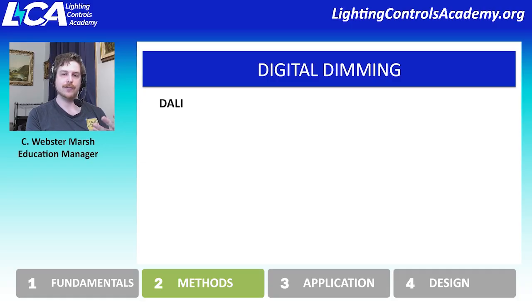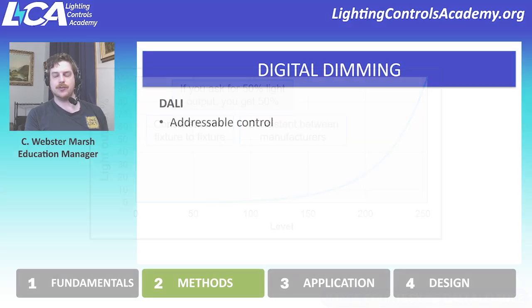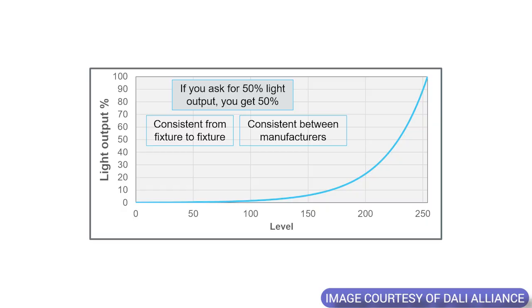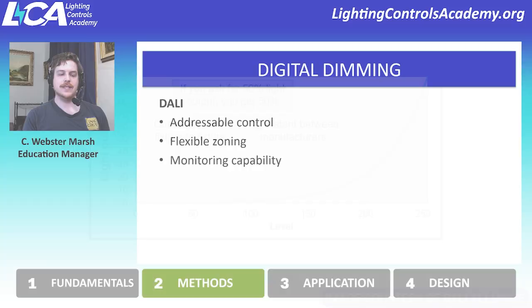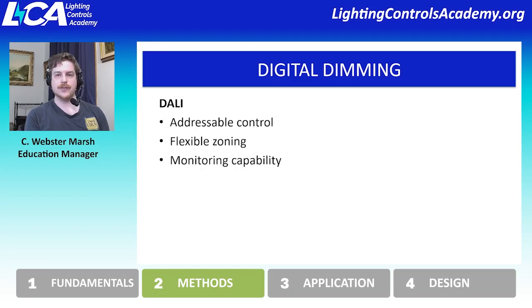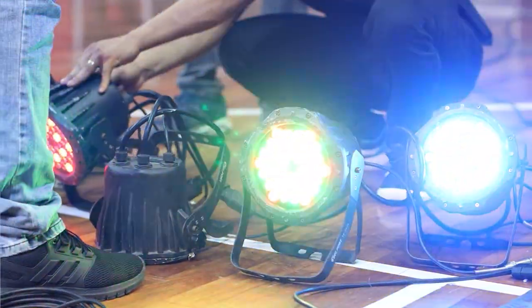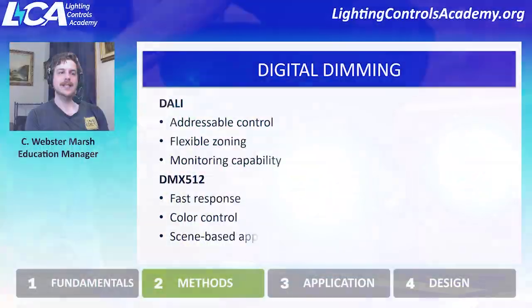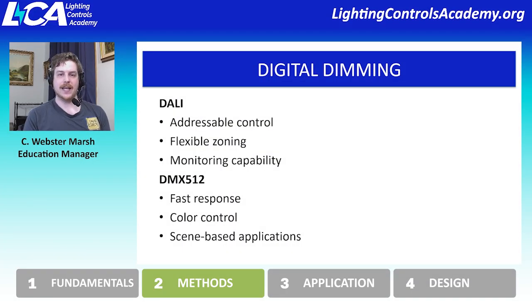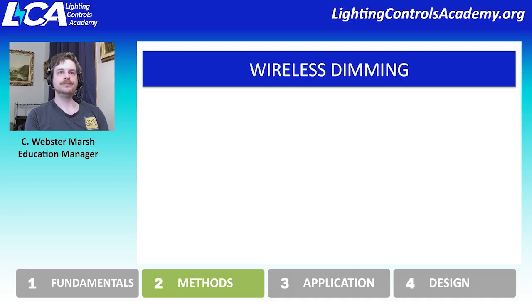Digital dimming, so Dolly is one. It's an addressable control. It creates flexible zoning opportunities, and it has monitoring capability so that you can see how the drivers are reporting on the network. DMX512, on the other hand, is a very fast response type protocol. It has the ability to do really good, robust color control, and it can create scene-based applications. Dolly can also do scene-based applications, but in this case, we're talking more about like effects. So you hit a button and then it goes to a color chase or something like that.